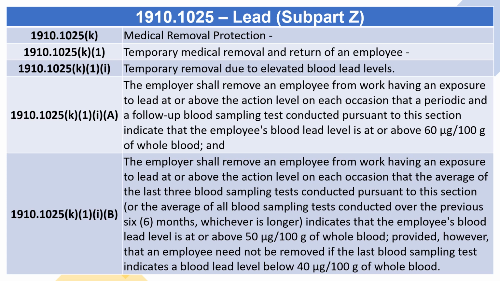(k)(1)(i)(B) The employer shall remove an employee from work having an exposure to lead at or above the action level on each occasion that the average of the last 3 blood sampling tests conducted pursuant to this section, or the average of all blood sampling tests conducted over the previous 6 months, whichever is longer, indicates that the employee's blood lead level is at or above 50 µg/100 g of whole blood, provided, however, that an employee need not be removed if the last blood sampling test indicates a blood lead level below 40 µg/100 g of whole blood.